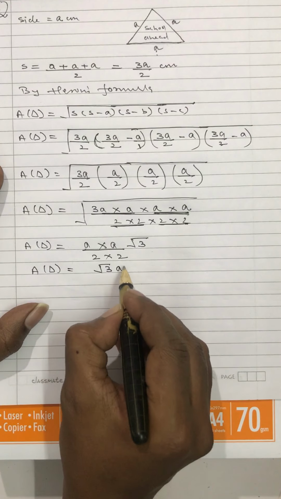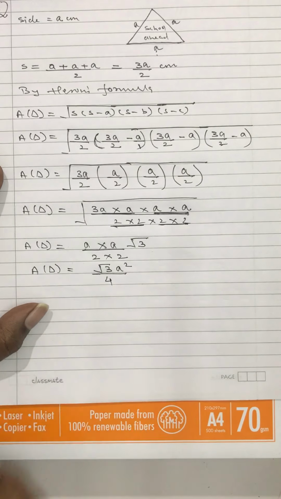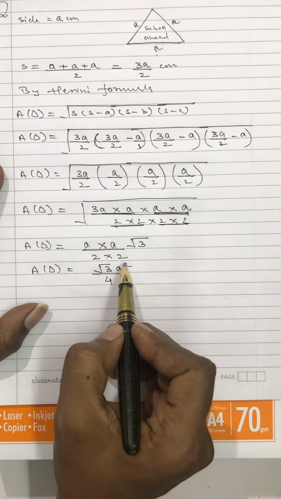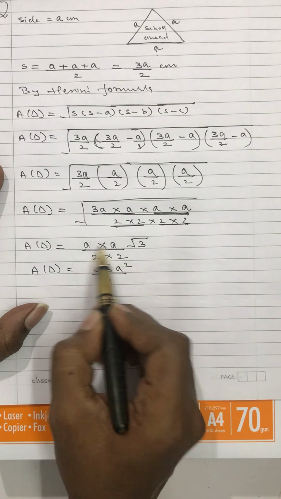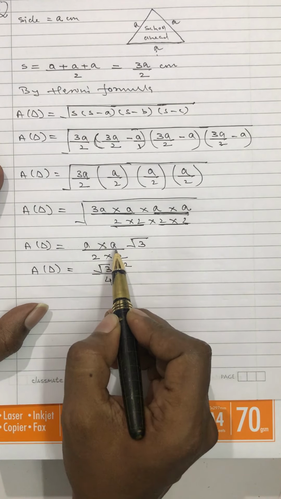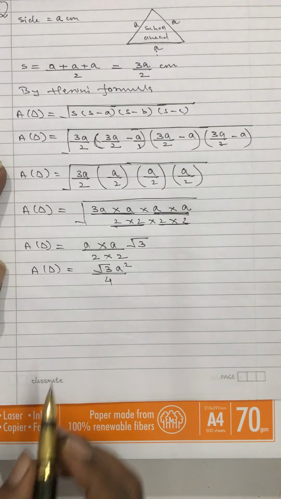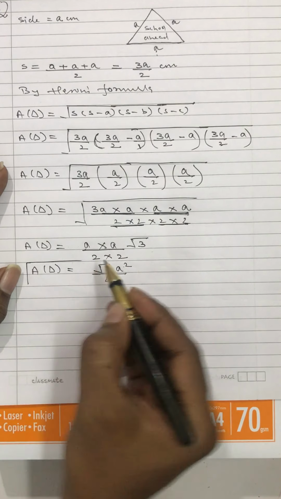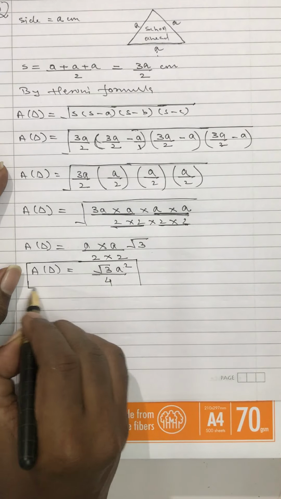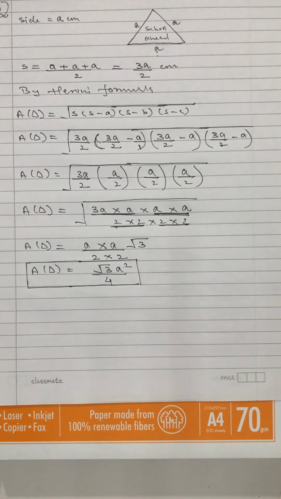So what I get is area of triangle is equal to root 3 A square upon 4. I am taking root 3 forward: root 3 A square upon 2 to the 4. This is the area of an equilateral triangle, and this is the formula for the area of an equilateral triangle. Remember this: root 3 upon 4 A square.